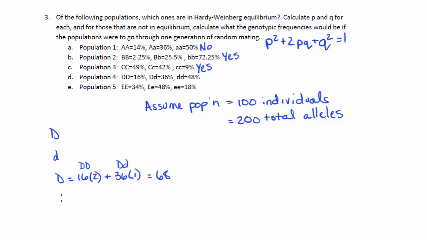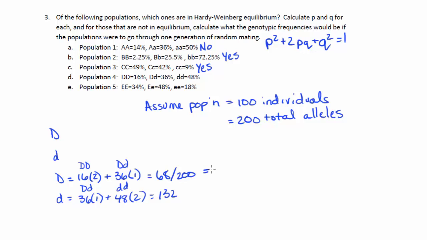If we do the same thing for lowercase d, we've got the heterozygous ones, 36 of those that have 1 lowercase d, plus we've got the little d guys, and there's 48 of them, and they have 2 copies each. So if we look at that, we've got 132 little d's out of a total of 200.